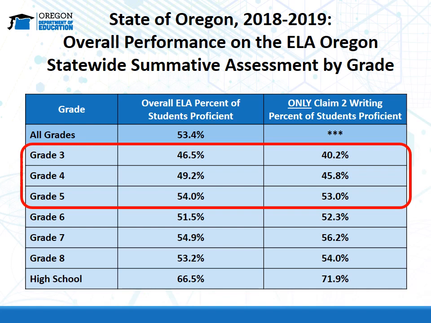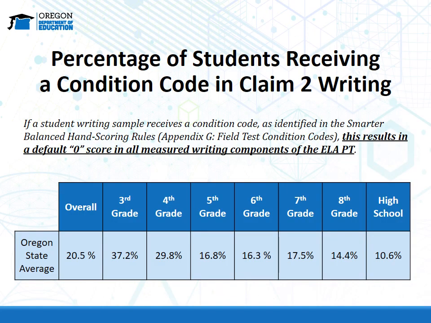When examining the table in grades 3, 4, and 5, the percent of students identified as proficient on Claim 2 writing is slightly lower than the percent of students identified proficient on the overall ELA composite score. One contributing factor that will be explored in the Writing Assessment Series will be the impact of condition codes being assigned to students during the scoring process on the ELA performance task. It is important to note Claim 2 writing scores contribute to the overall ELA composite score.